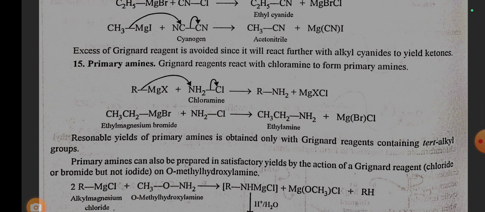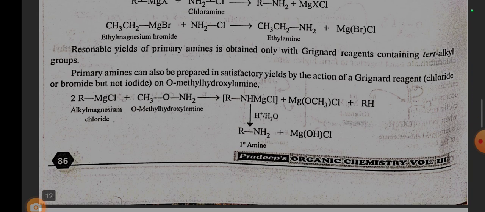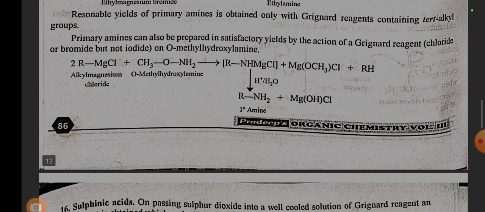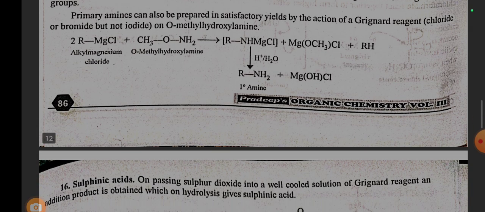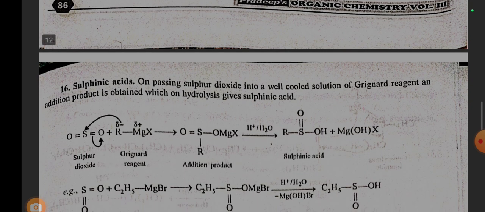15. Primary amines. Grignard reagent reacts with chloroamine to form primary amines. RMgX plus NH2Cl gives RNH2 plus MgXCl. Reasonable yield of primary amines is obtained only with Grignard reagents containing tert-alkyl groups. Primary amines can also be prepared in satisfactory yields by the action of Grignard reagent on O-methyl hydroxylamine. RMgCl plus CH3ONH2 gives an addition product which on hydrolysis gives a 1-degree amine plus Mg(OH)Cl.